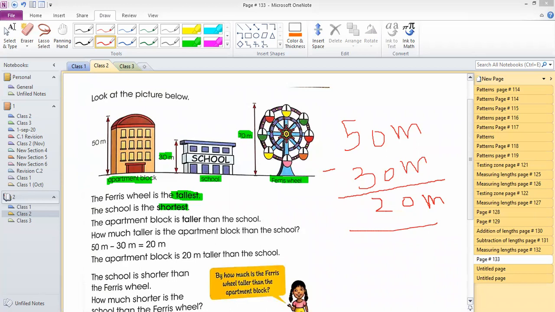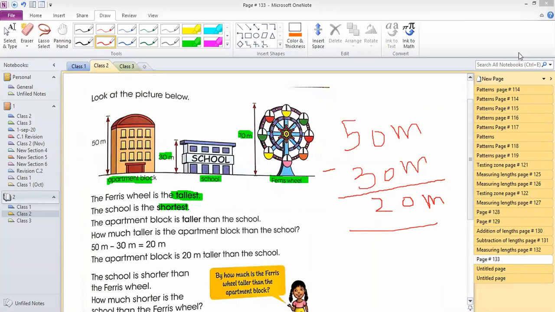I'm saying the apartment block is longer than the school. No, or we can say the school is shorter than. Sharif, listen. Ask your question in the chat box. I will answer it. Okay. I think you have an internet connection problem. That's why your voice is cutting.